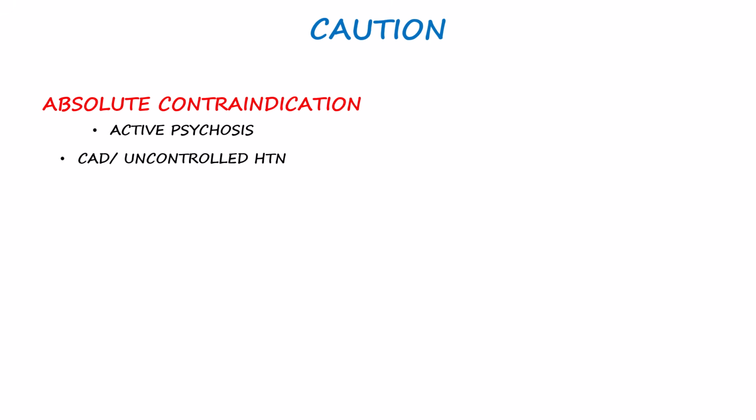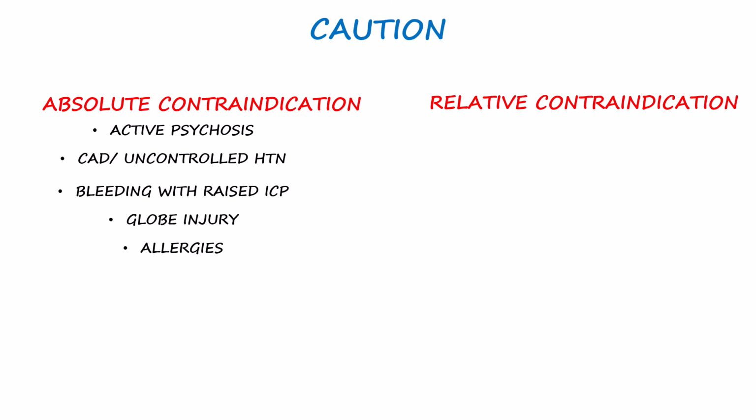It's also avoided in raised intracranial pressure or brain bleeding because it may raise ICP further, though newer evidence suggests this might not always be true if the patient is ventilated. In open globe eye injuries, ketamine can increase eye pressure and risk further damage. Naturally, if someone is allergic to ketamine or its preservatives, it should not be used. There are also relative contraindications where ketamine can be used, but only with caution.